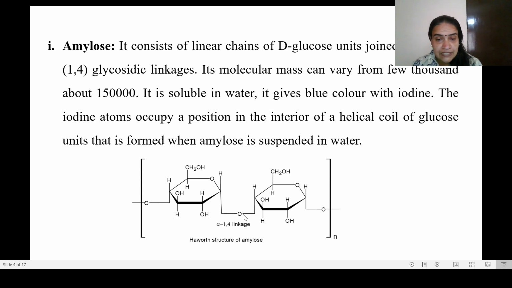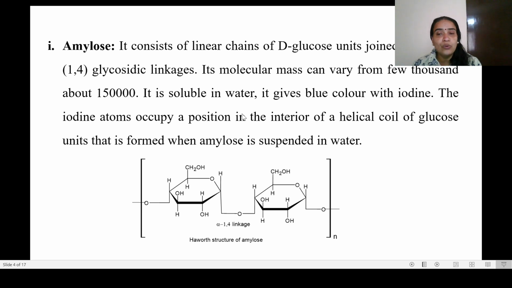As this particular glycosidic linkage is formed between the OH group on the first carbon of one glucose unit and the OH group on the fourth carbon of the other glucose unit, we call it an alpha 1,4 glycosidic linkage. So amylose is a linear chain of D-glucose units joined through alpha 1,4 glycosidic linkage. Its molecular mass can vary from a few thousands to about 150,000. Amylose is soluble in water.